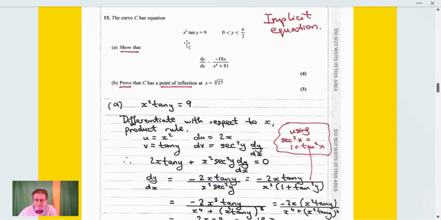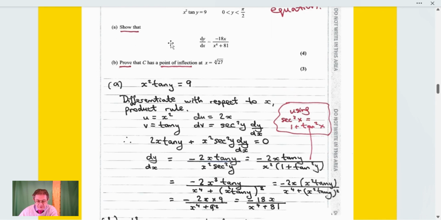We're given here the equation of an implicit curve, x squared tan y equals 9, for y being between 0 and pi over 2. And we're asked to show that dy/dx equals what it says here. Now, the best way of dealing with this is to differentiate implicitly. That is, go the whole way through using the product rule and differentiating with respect to x. So we're using u equals x squared and v equals tan of y. du is 2x, dv is sec squared y, dy/dx.